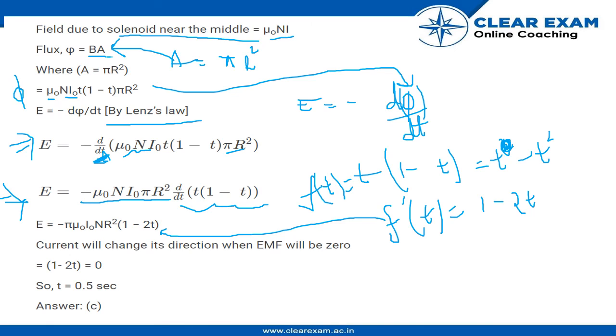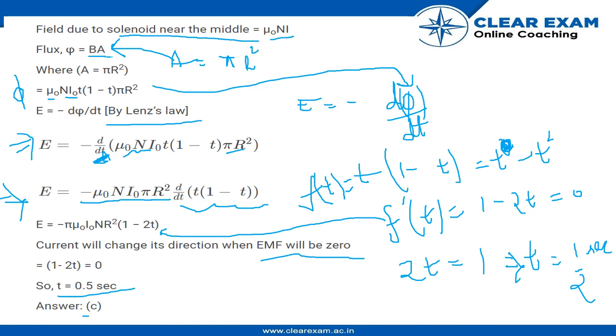Now the current will change its direction when EMF will be 0. So just put the value of f dash t equal to 0. From this equation we can see that 2t equals 1 and t comes out to be half second or 0.5 second, and C would be our correct answer.